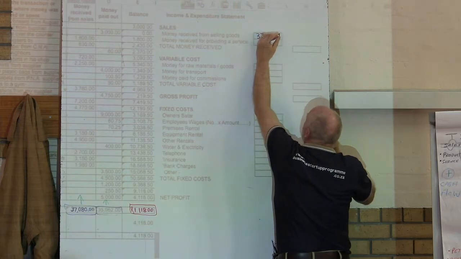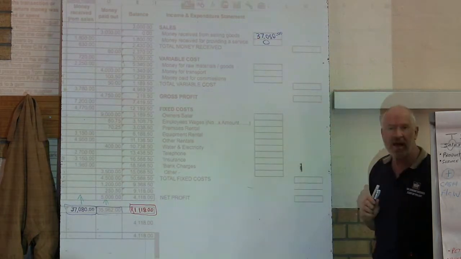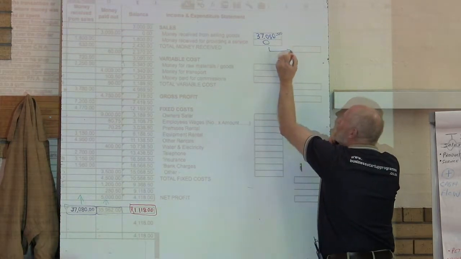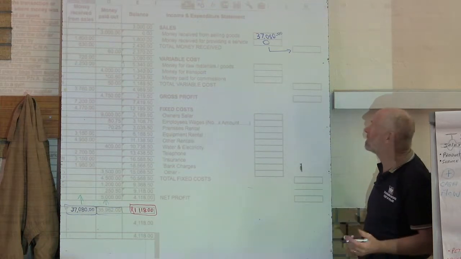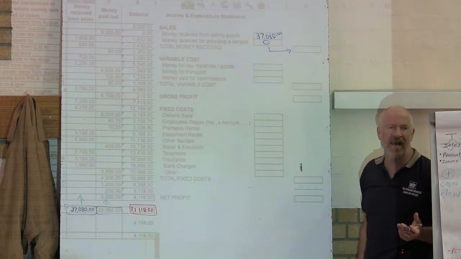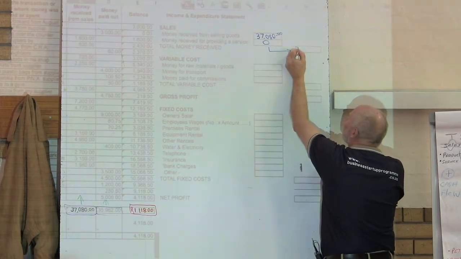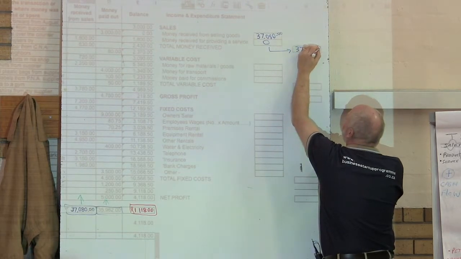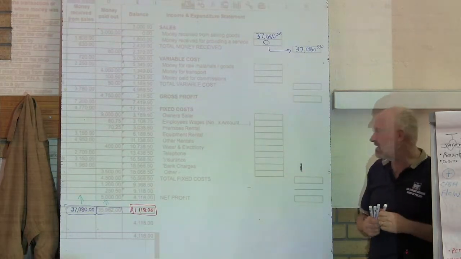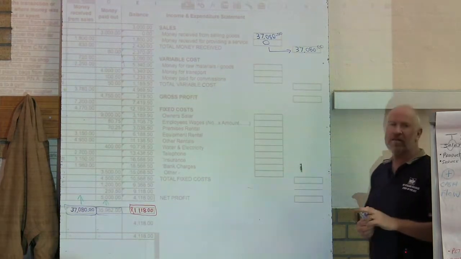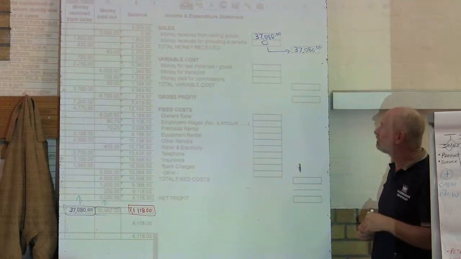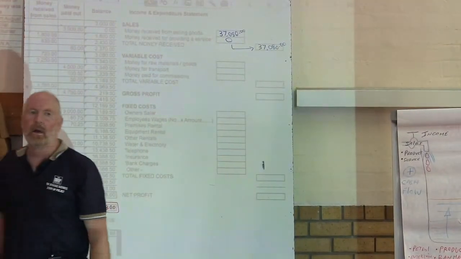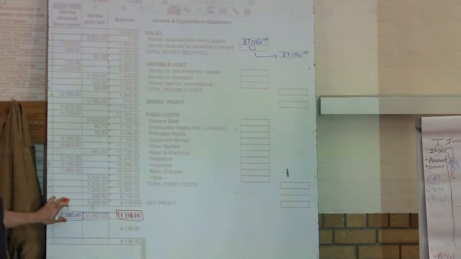37,080, 0 cents. Okay? Then you would add those up and put them into that block there. Sorry, 37,080 rands plus 0 is 37,080 rands. Okay. Now, so we're done with our income.